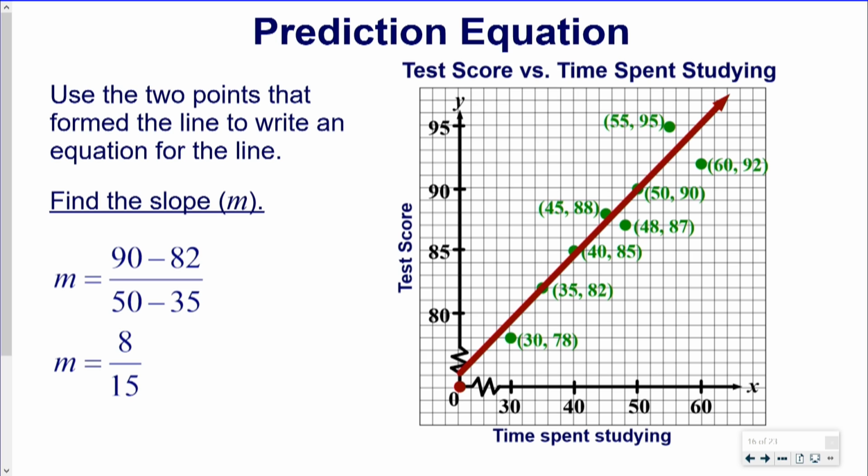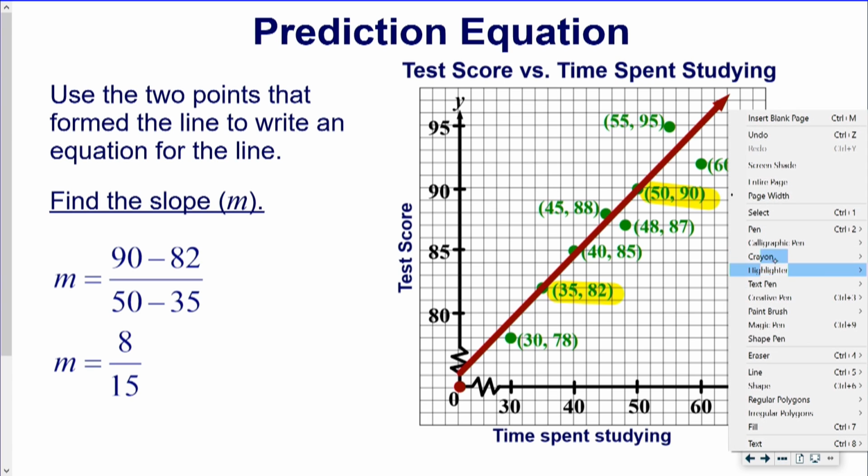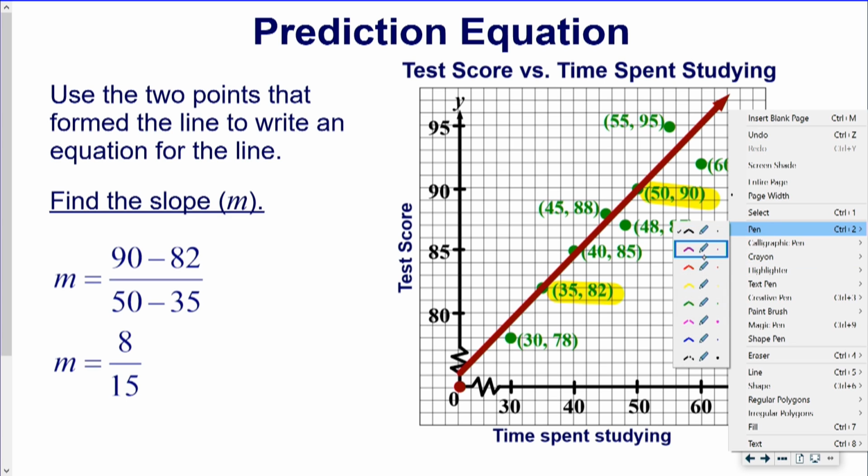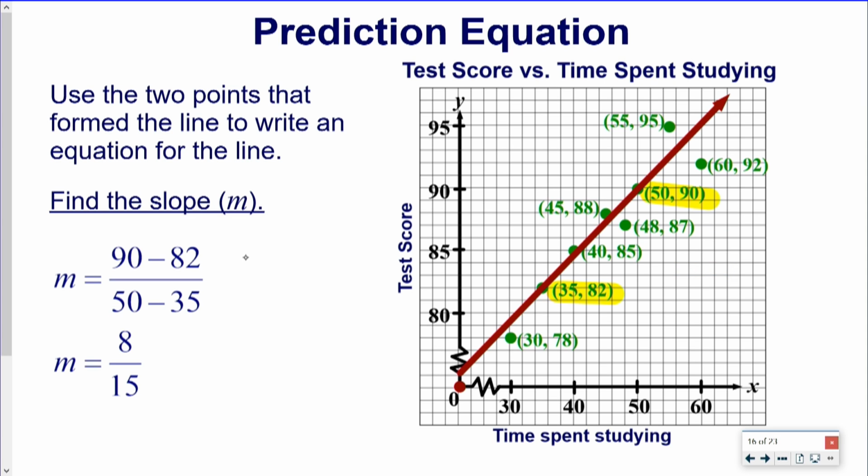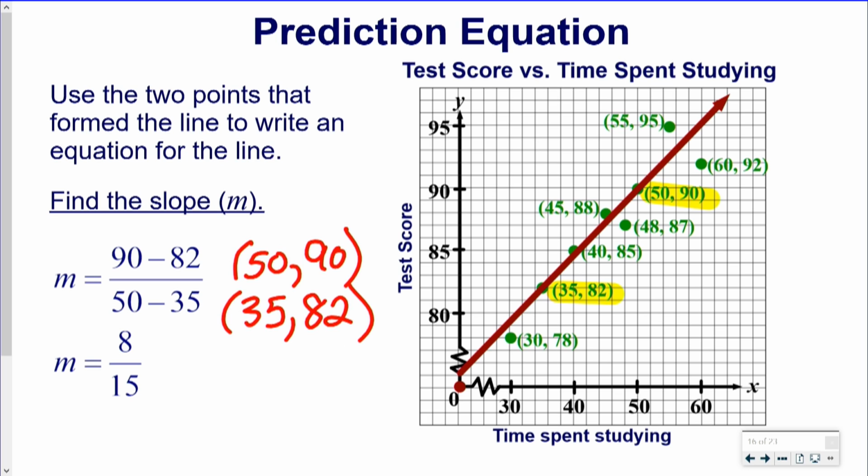So as a quick review, here we're calculating the slope of the line. We found 2 points that are currently on the line. In this case, we used the points (50, 90) and (35, 82). I'm just going to write those off to the side as a reminder of what 2 points we chose. We chose the x value 50. When x is 50, y is 90. We also chose the point (35, 82), where the x value is 35 and the y value is 82.